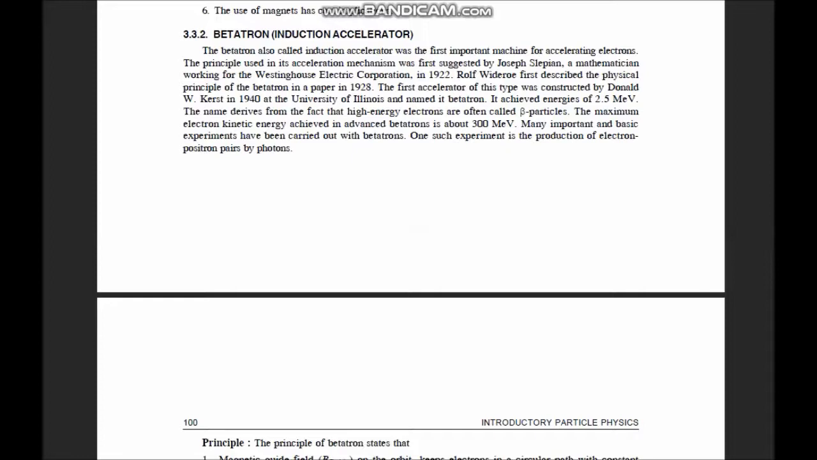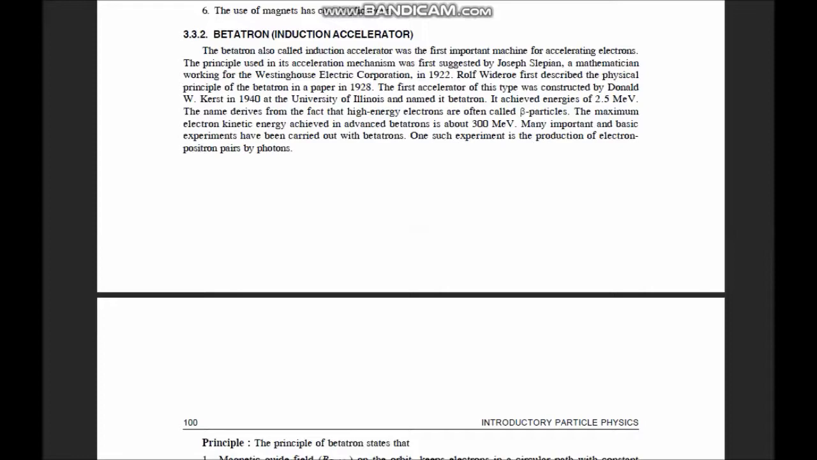So this device is used to accelerate high energy electrons, and the maximum kinetic energy which we can gain with the help of this accelerator is about 300 mega electron volts, so very high energy. And now what's the basic principle of Betatron which can be used to accelerate electrons?